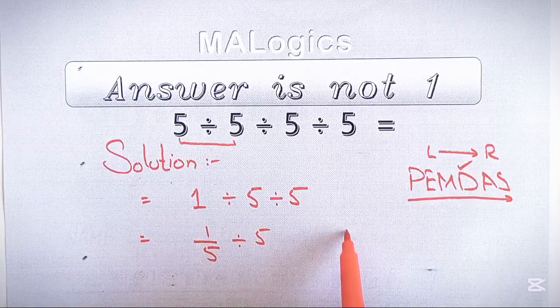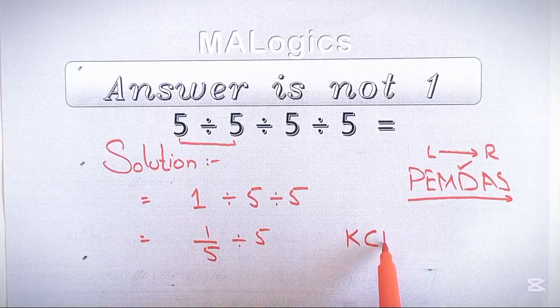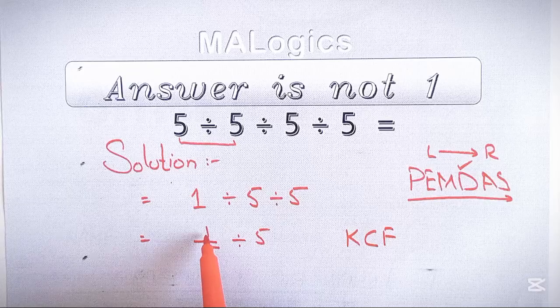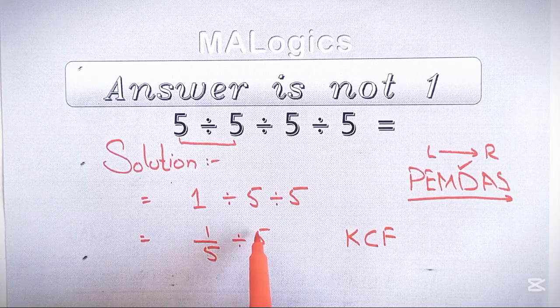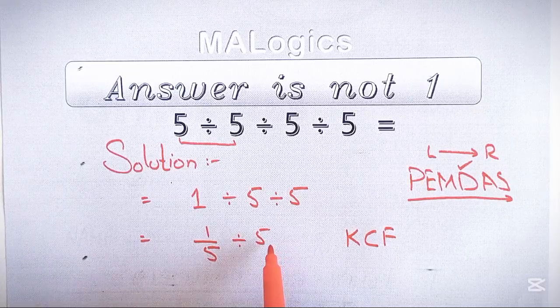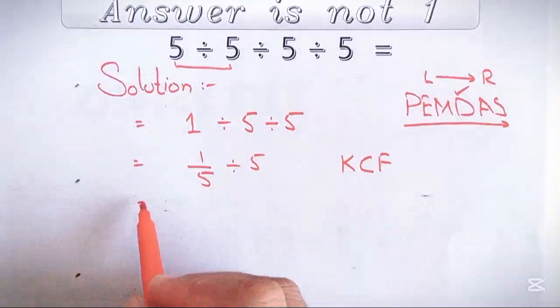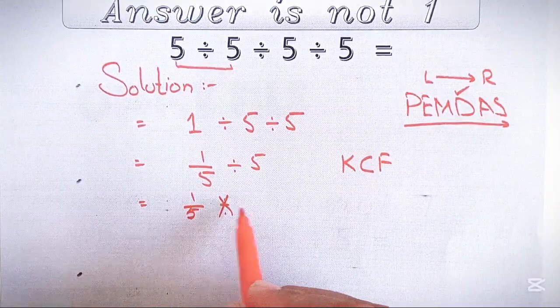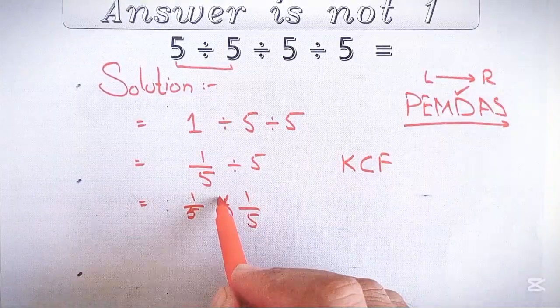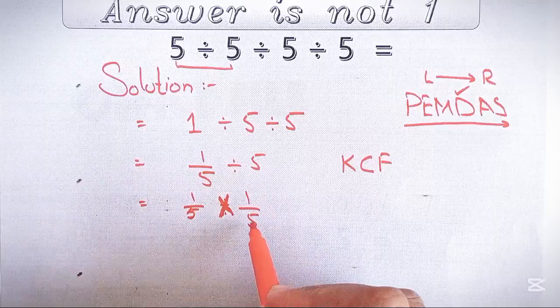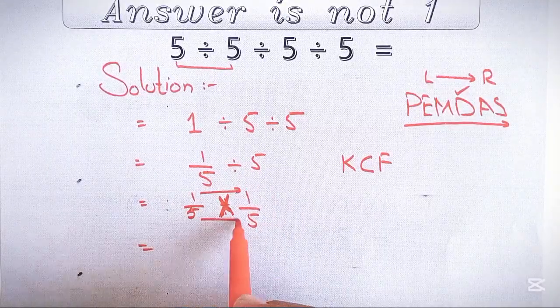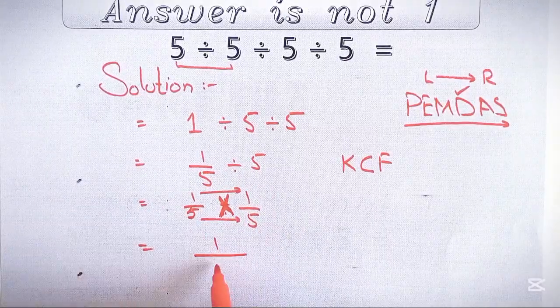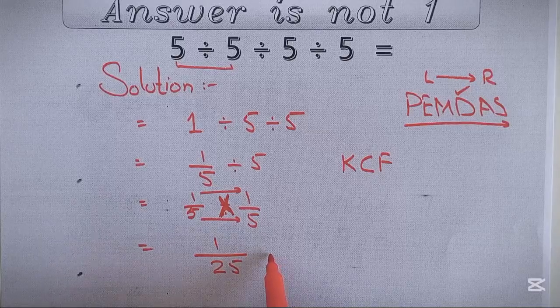Now in this situation, we should apply KCF rule, where keep this first fraction as it is, change this division sign into multiplication, and flip the second fraction. Okay, 1 over 5 times 1 over 5. As you know the process of fraction multiplication, upper times upper and bottom times bottom. Our final and correct answer for this problem is 1 over 25.